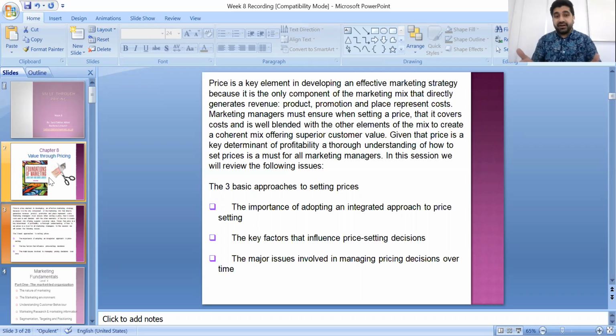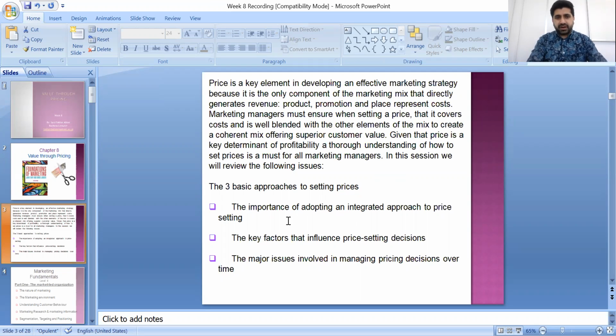Given that price is a key determinant of profitability, a thorough understanding of how to set price is a must for all marketing managers. In this session, we will review the following three issues. We will discuss the different price setting approaches.